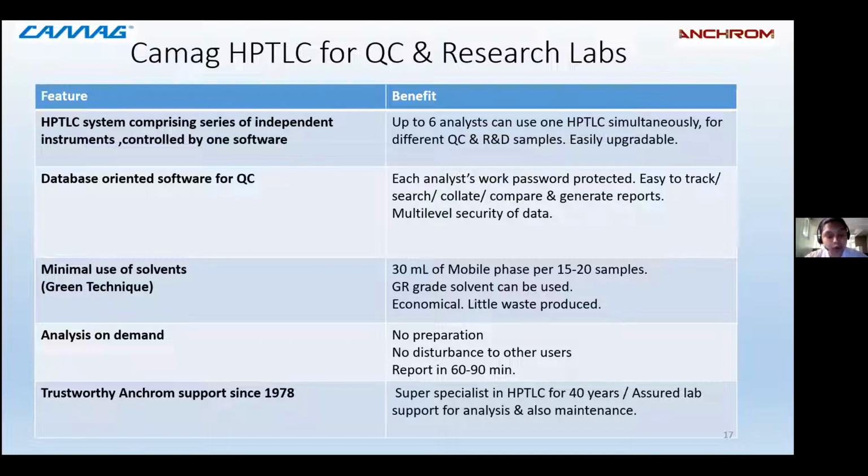Minimum use of solvent. This is the best advantage of HPTLC, that for only 15 to 20 samples it requires 30 ml of your mobile phase. So it is very economical and very little waste is produced. Analysis is on demand, no preparation time is needed, no disturbance to other users, and you can report your sample analysis within 60 to 90 minutes.